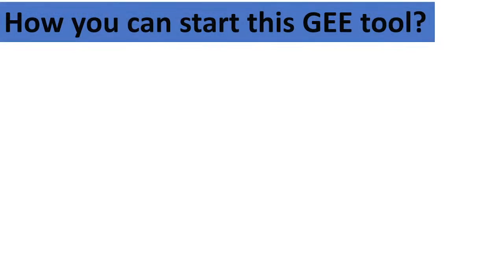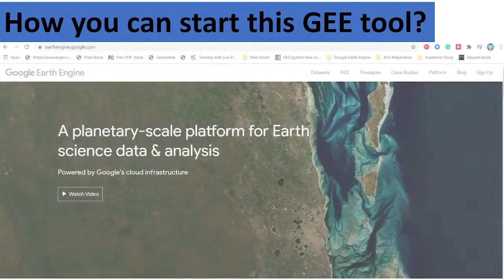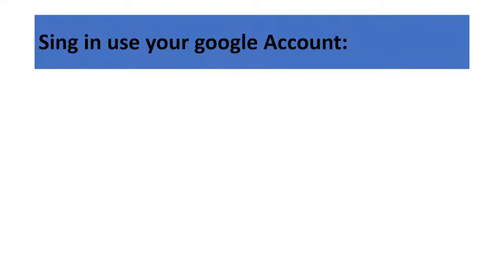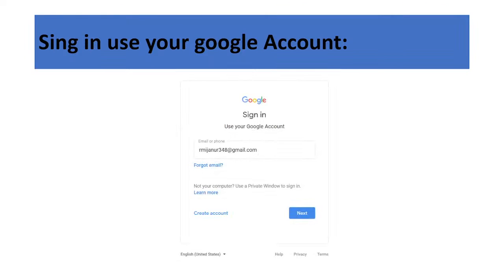And how can you start this tool? First of all, here you can see, you can simply go to this link, earthengine.google.com. Simply go to this link and then click on the sign up button. You can see the sign up button, just click. And further, you can sign in with your Google account, simply put your email. If you have an institutional email, that is better. Or if you don't have one, you can also use a normal email, no problem.